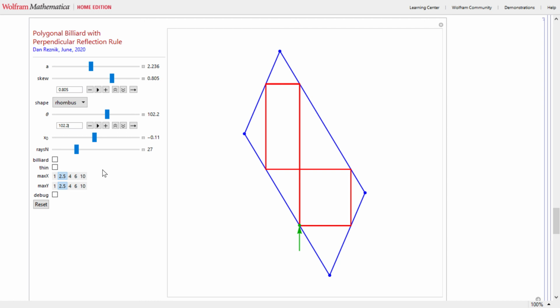Okay, so I hope this gives us some intuition as to what might be happening with a perfectly symmetric rhombus and the asymmetric parallelogram.